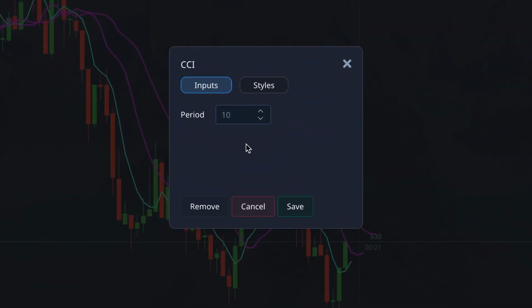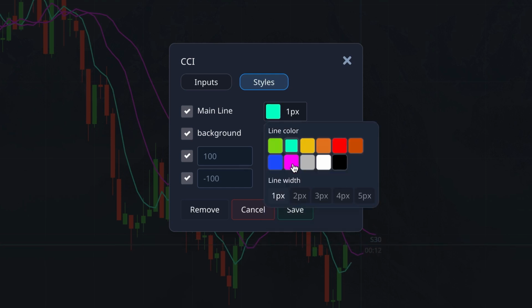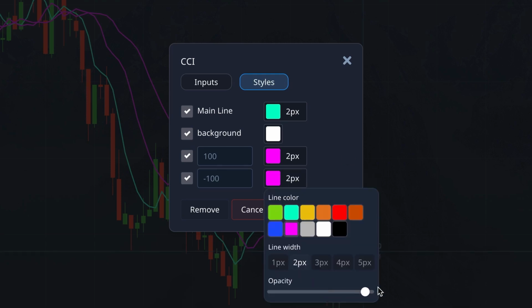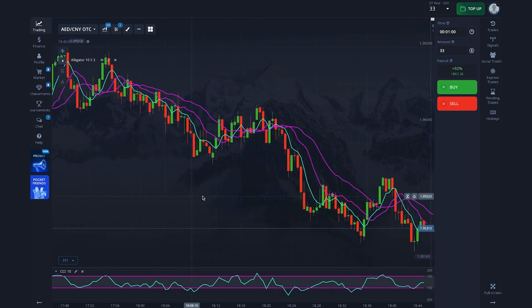Setting up CCI. Period. We set 10. Switching to the style. Making the background white. The main line is turquoise in color with 2. Make lines 100 and minus 100 pink with 2. Move opacity to the right. Saving. The indicators are ready to work.